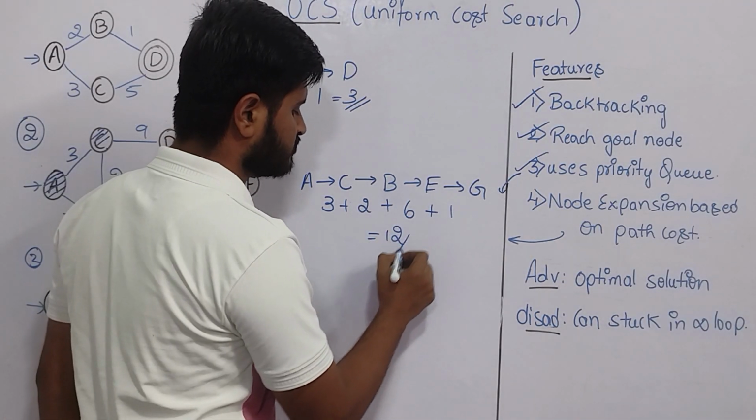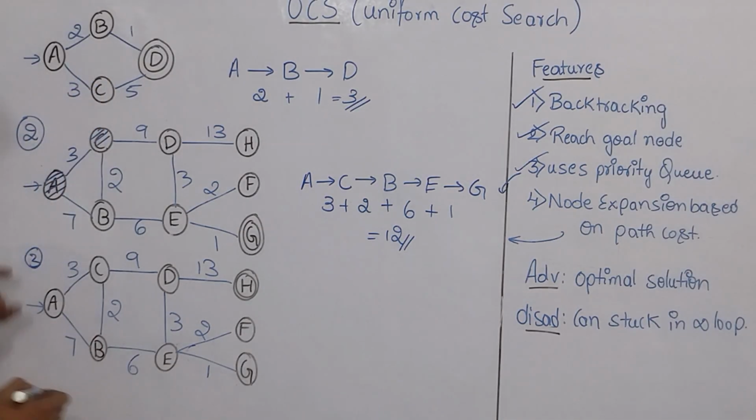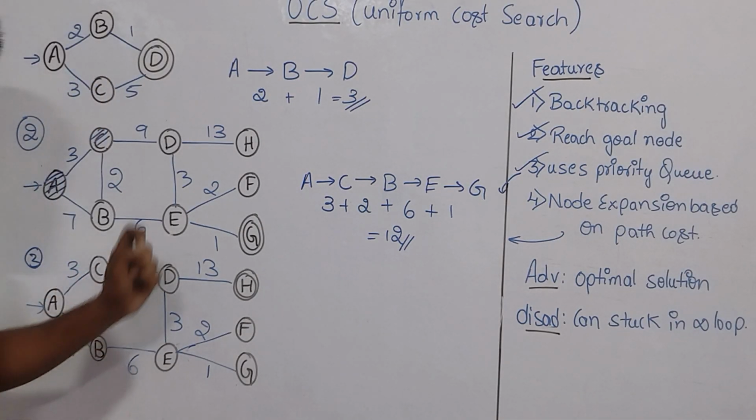So the total path cost is 12. Now let's move on to the third question. This is a little bit tricky.